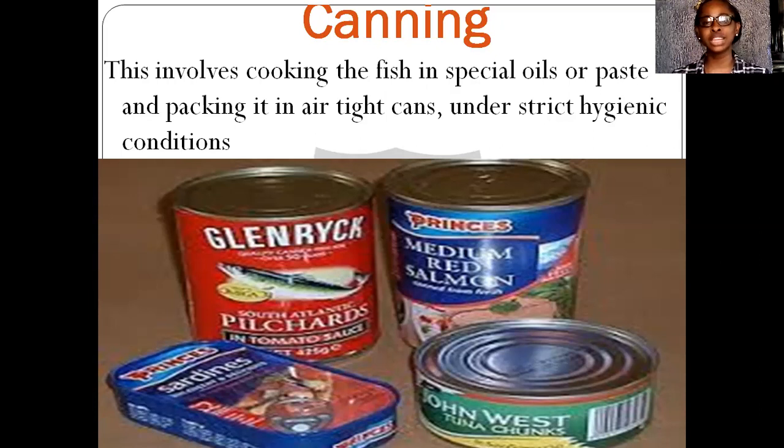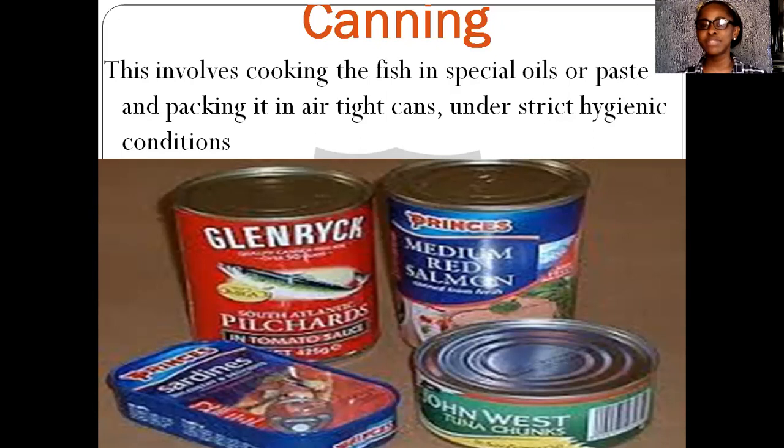Don't forget that we listed the first one, which is sun drying. Second one is salting. The third one is refrigerating and freezing, and this fourth one is canning. Canning is packaging fish into an airtight container to prevent spoilage and to prevent decaying. And once you process it or once you get it back, it still has its original taste.